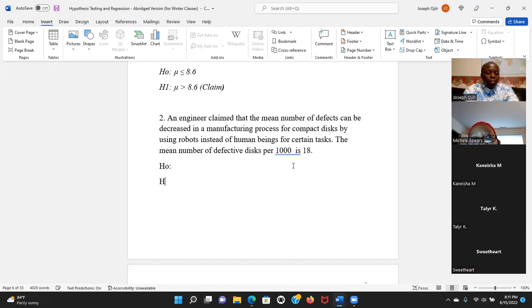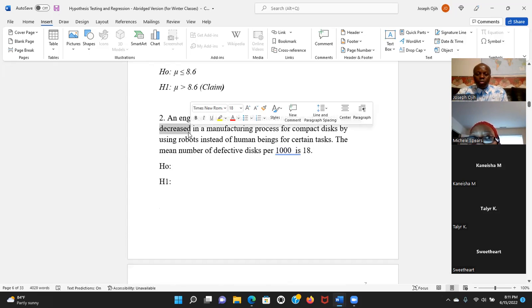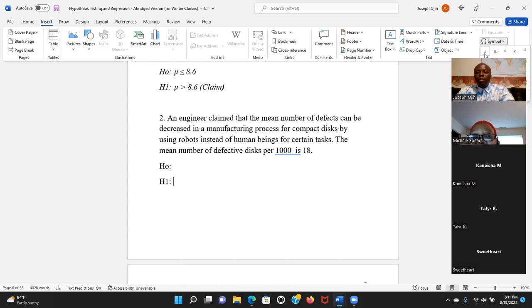and H1. Now, I want to remind you something. Remember, we are doing hypothesis testing for the mean. So you can see the mean right here. That is the parameter we are testing for. So it says can be decreased. That means it should be on the alternative, where you can use less than. So the mean is less than 18. That's your claim.